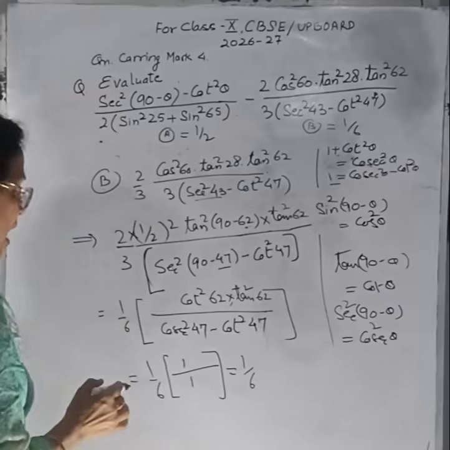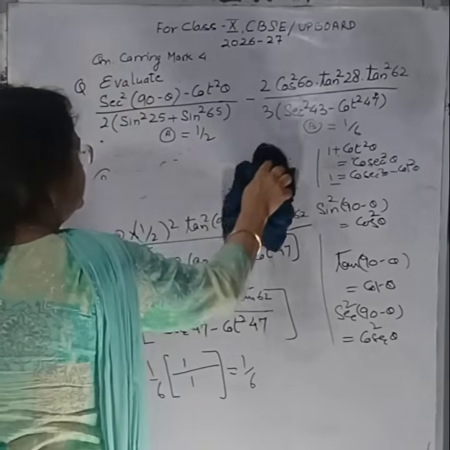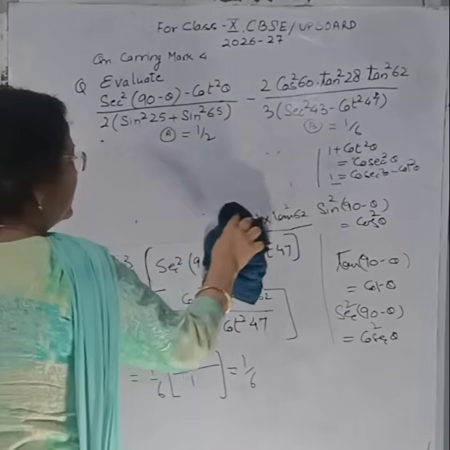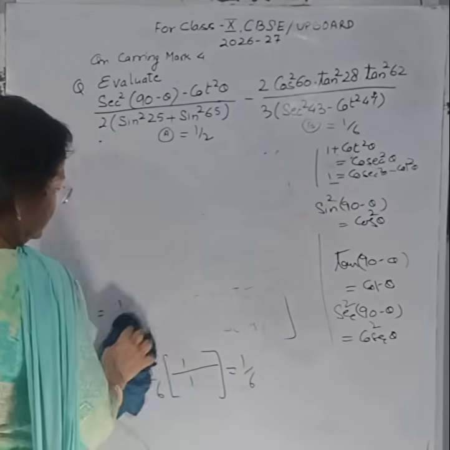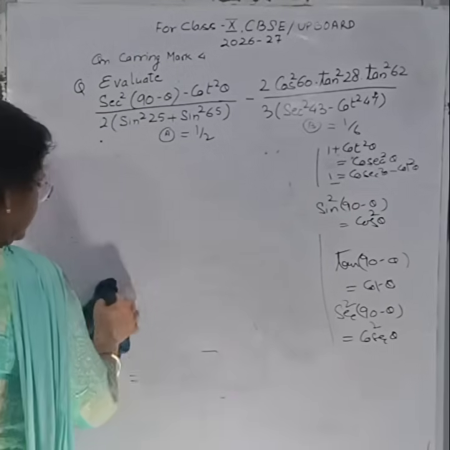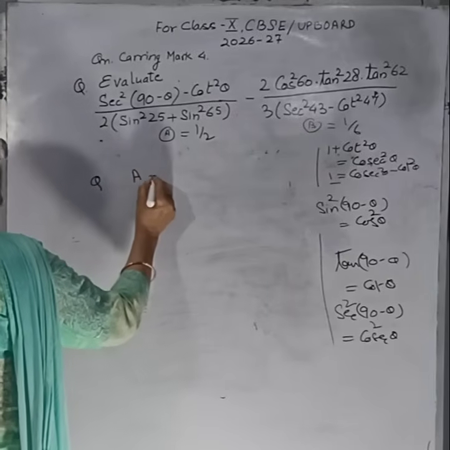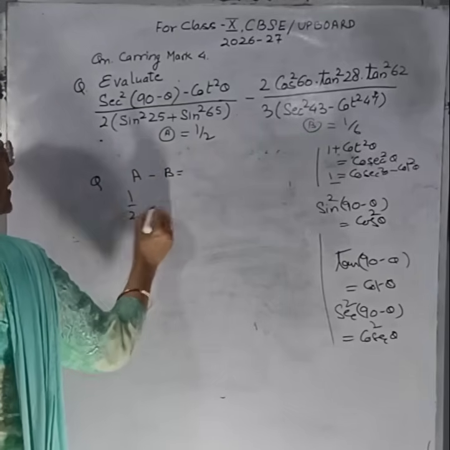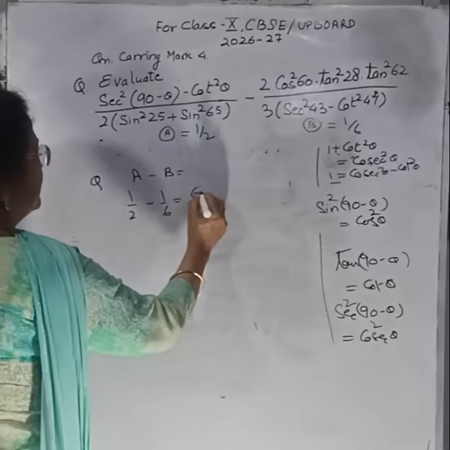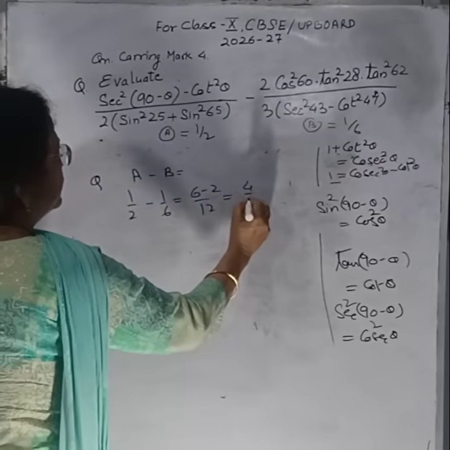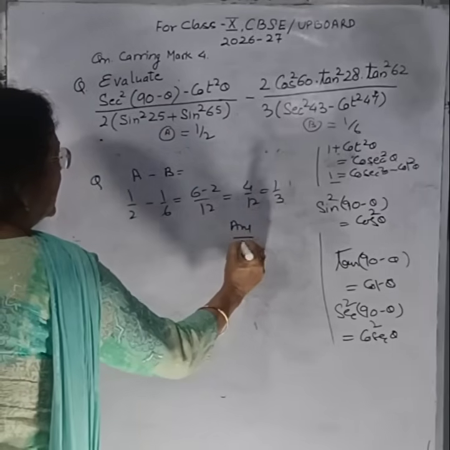So a minus b will be equal to, our question is a minus b. Hence the value of a minus b, a minus b की क्या वैल्यू होगी ये निकालिए. A minus b, this question is a minus b. That is 1 by 2 minus 1 by 6. You can simply write it as (6 minus 2) upon 12. This is 4 by 12. This is 1 by 3. Okay, this is the answer.